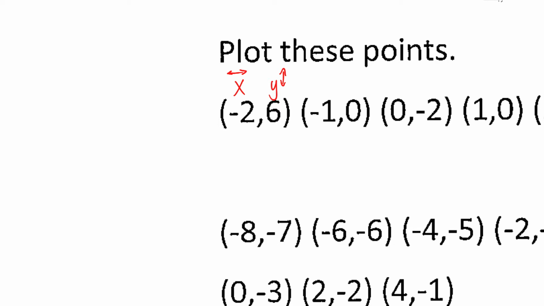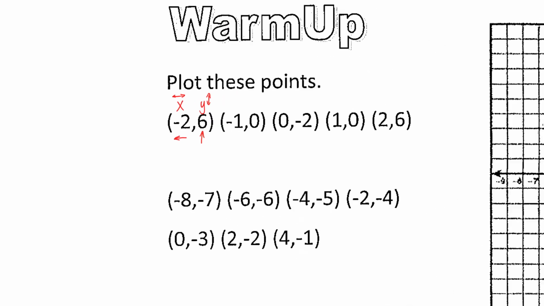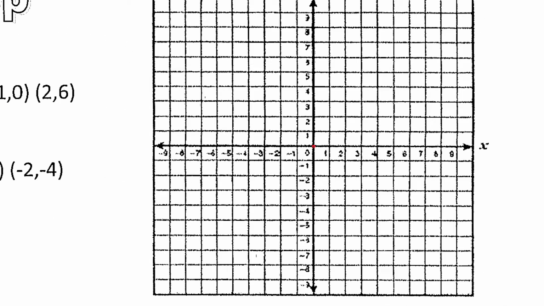Okay? Just look at this one real quick. Since it's a negative 2, which way am I going to go? I'm going to go left 2. And since it's a positive 6, which way am I going to go? Up 6. So I'm going to go left 2, up 6. From the origin, 0, 0, I'm going to go left 1, 2. And then I'm going to go up 1, 2, 3, 4, 5, 6. So there's my point for that one.